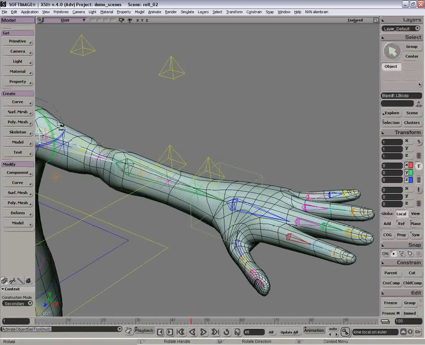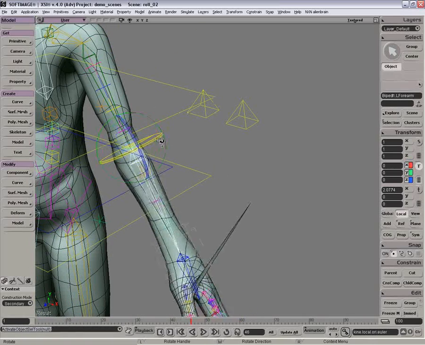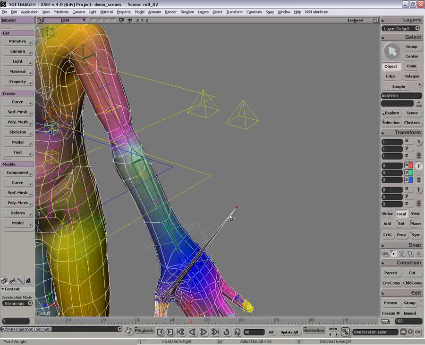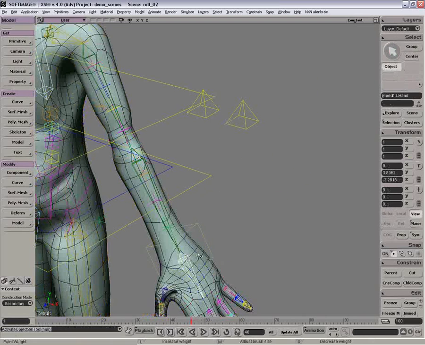Same thing here. If we come down and start twisting on this part of the arm, we're not breaking up our shapes. Well, there, oops, I accidentally moved that point up. Okay, and same thing here.